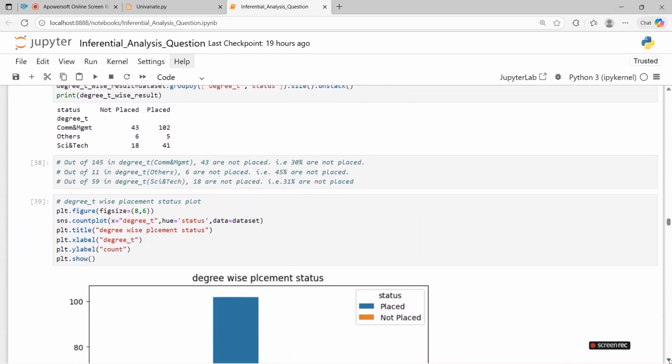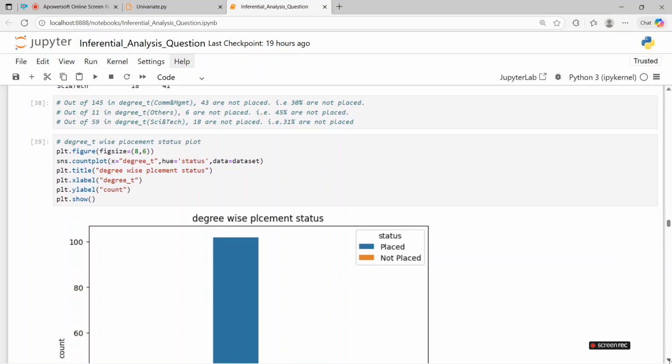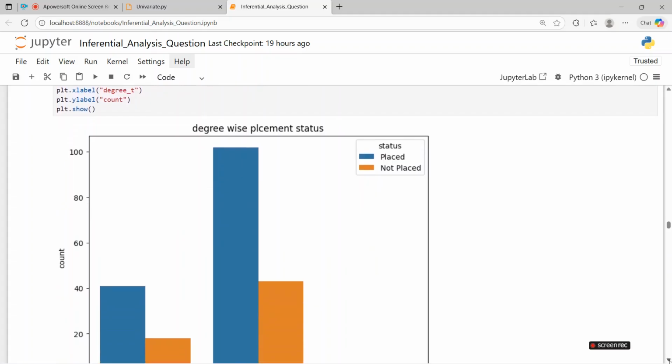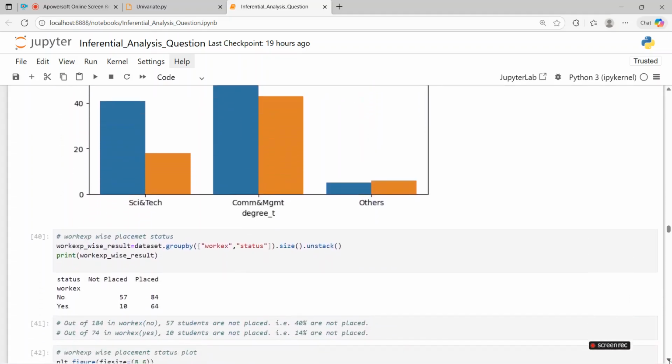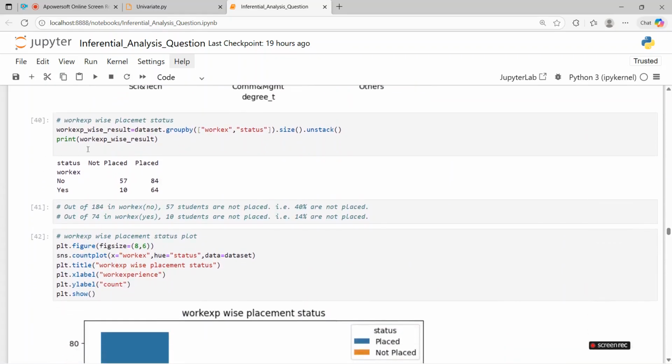So here we have the count plot for the degree T wise placement status. So we can say that students with degree T others are likely not getting placed compared to students in degree commerce and management and students with degree science and tech. So work experience wise placement status. We have work experience yes or no. For that we have the placed and not placed count here.